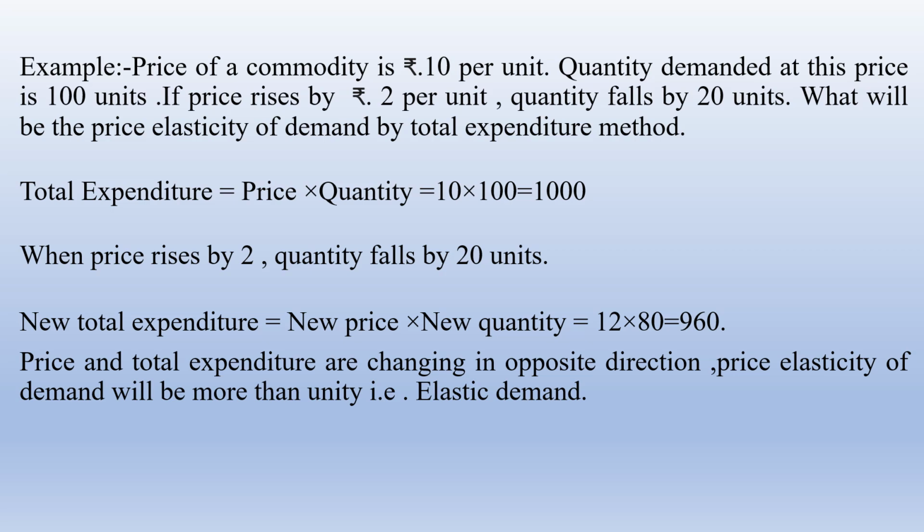For finding new total expenditure, new price into new quantity. New price 12, 10 plus 2. Price increased 2 per unit, so it is 12. Then the quantity falls by 20 units, 100 minus 20, 80. Then we multiply 12 into 80. Then the answer is 960.